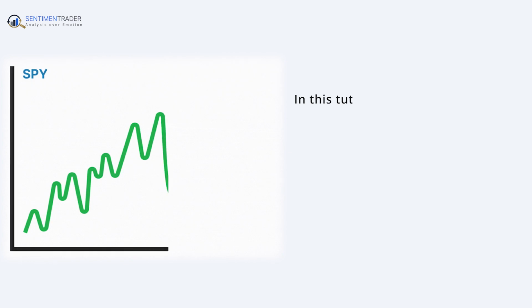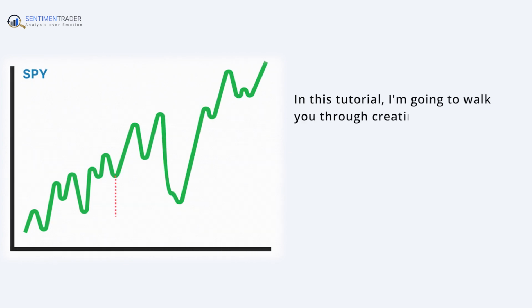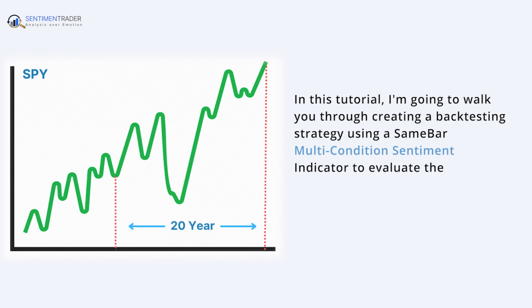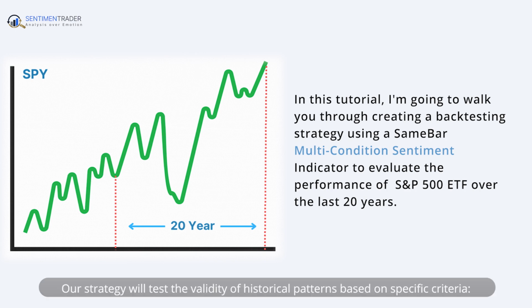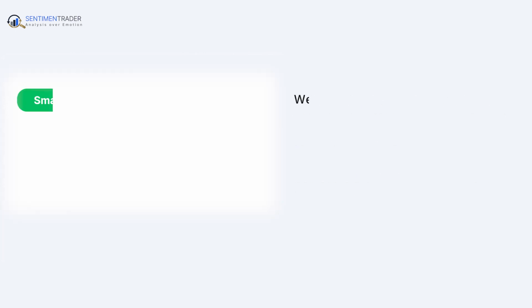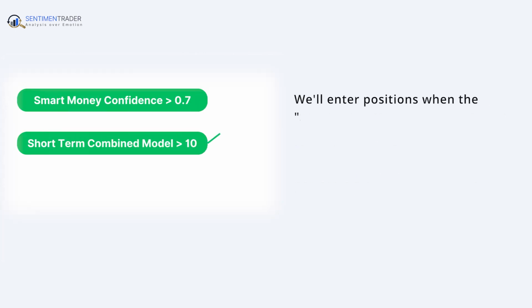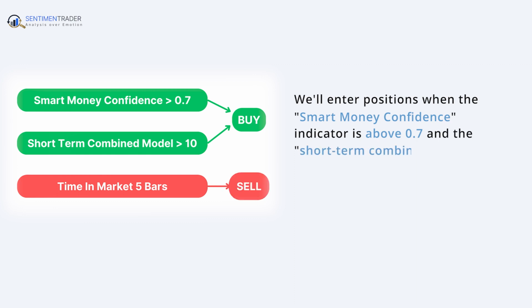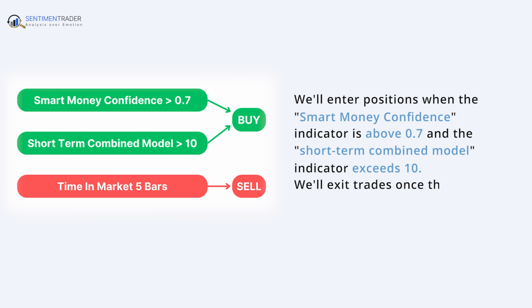In this tutorial, I'm going to walk you through creating a backtesting strategy using a SameBar multi-condition sentiment indicator to evaluate the performance of the S&P 500 ETF over the last 20 years. Our strategy will test the validity of historical patterns based on specific criteria. We'll enter positions when the smart money confidence indicator is above 0.7 and the short-term combined model indicator exceeds 10. We'll exit trades once the time in market hits 5 days.